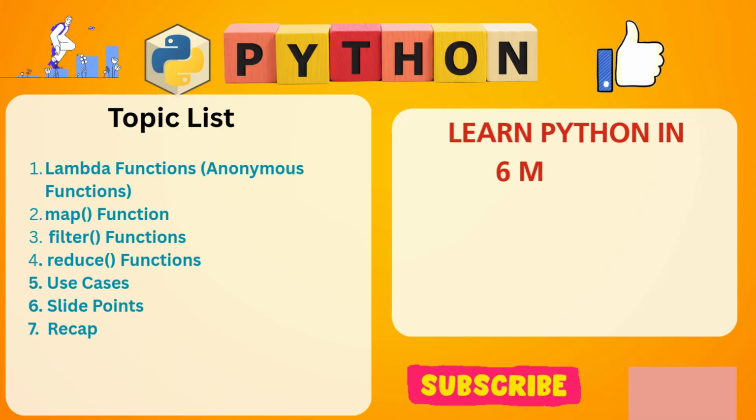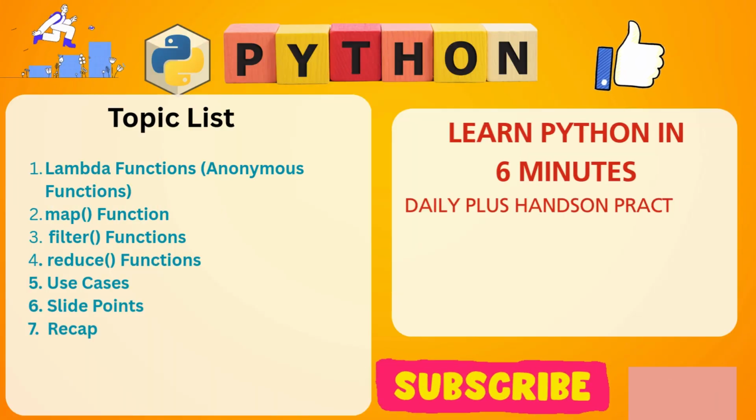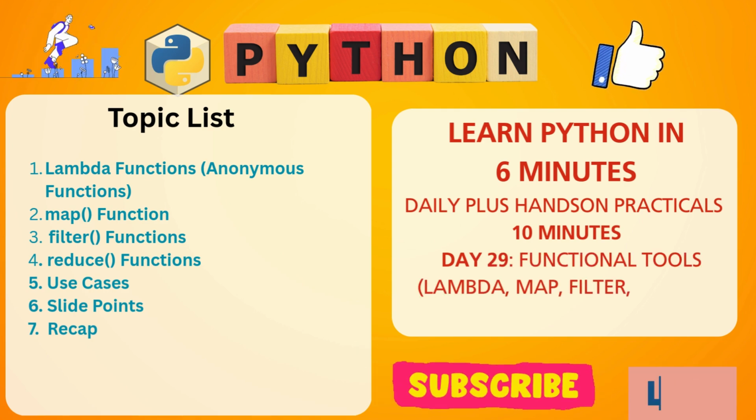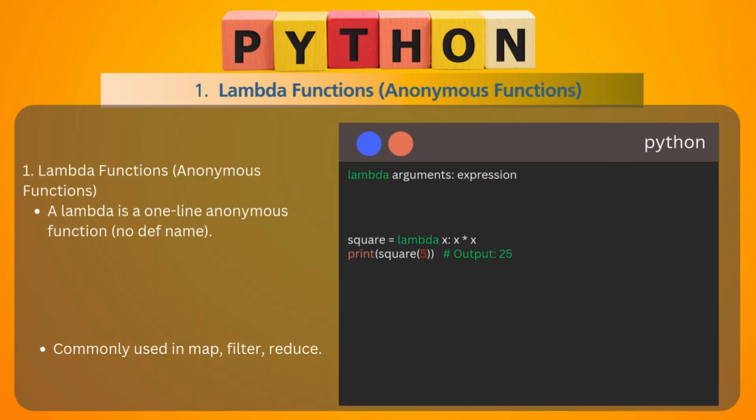Day 29 today topic list are lambda functions, map function, filter functions, reduce functions, use cases, slide points and recap. We will move on to the first topic, lambda functions, anonymous functions.